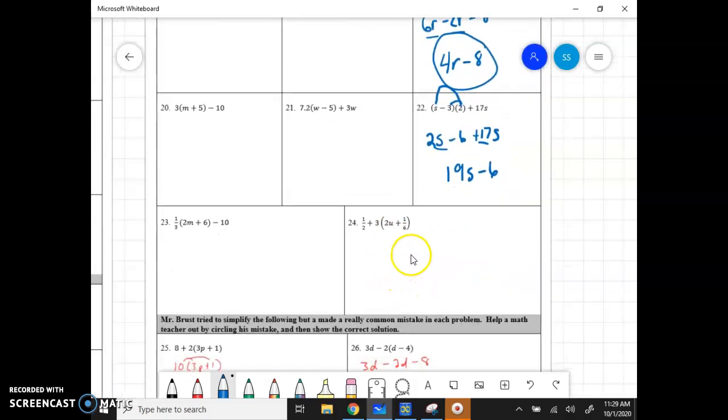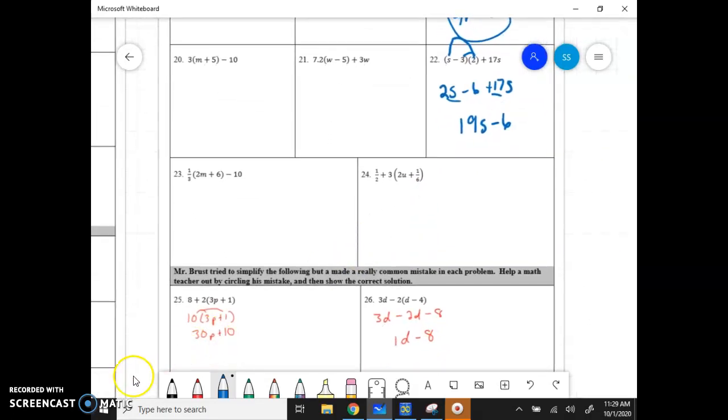Okay, which one should I do here? I think 24 is a little bit trickier, so let's do that one. First thing we got to do is distribute. So 3 times 2u is 6u, and 3 times 1/6, you can use your calculator on that. Oh, that is a u. 6u, sorry. 3 times 1/6 is 1/2. And then we're just going to drop down this other 1/2, combine like terms. 1/2 plus 1/2 is 1, so you're left with 6u plus 1.